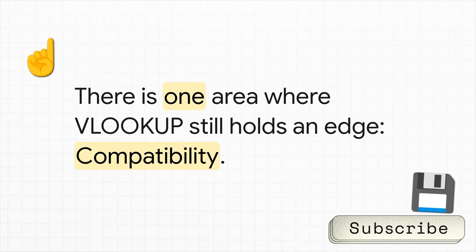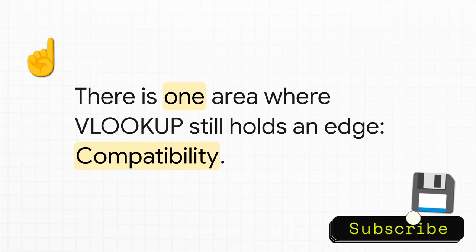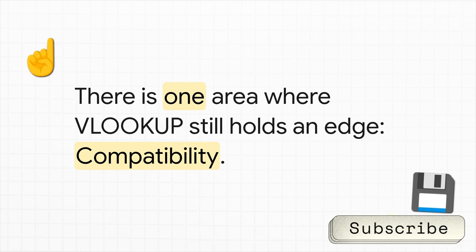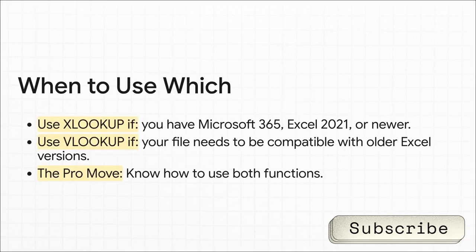Well, almost. There is one single catch where VLOOKUP still has a role to play, and it's a big one: compatibility. So here's the deal, the final takeaway. If you're using a modern version of Excel, like Microsoft 365 or Excel 2021, and the people you share files with are too, then you should be using XLOOKUP. Full stop. It's just better.